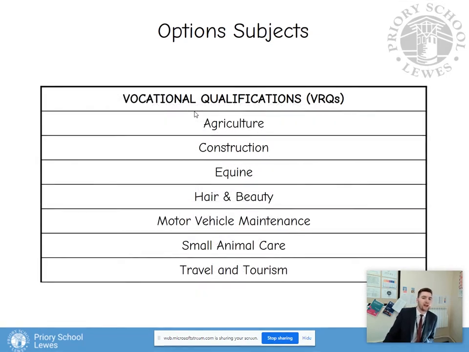And then finally, our vocational qualifications. These are some of the subjects that you might choose to do if you're following that vocational pathway, where you might go to Plumpton College or East Sussex College for 1 day a week and study some of the following.